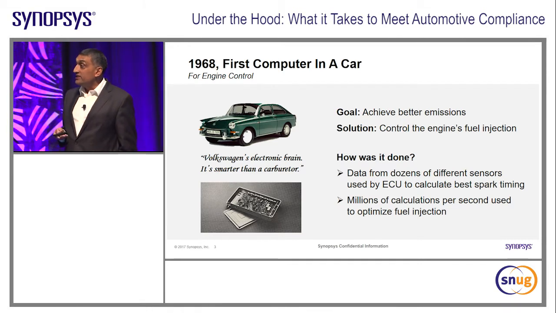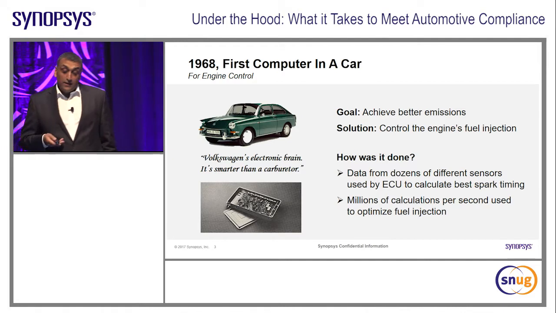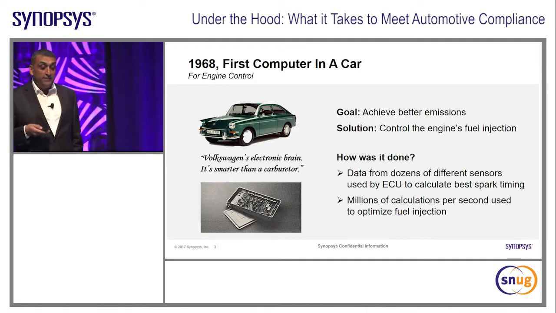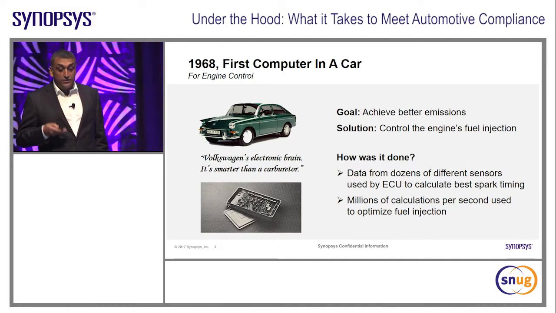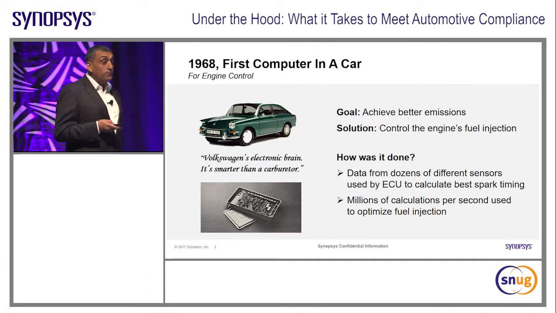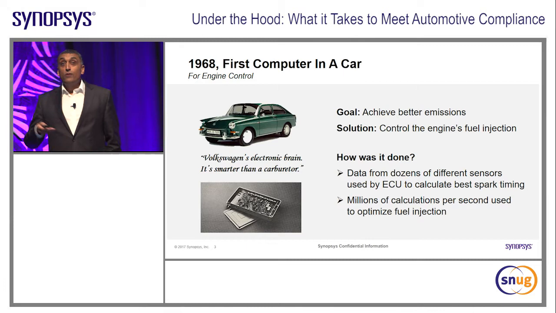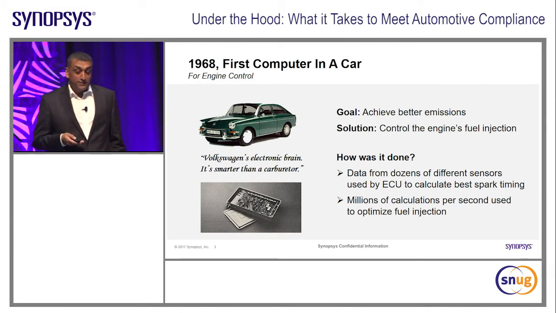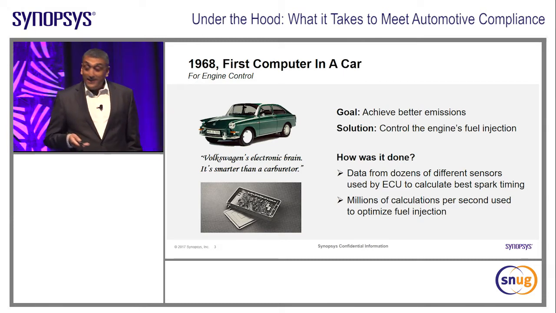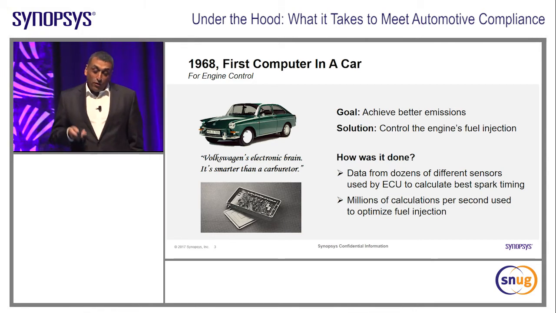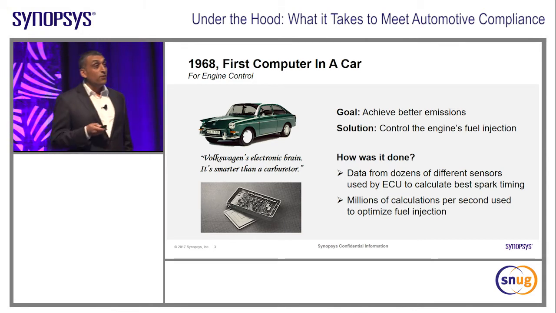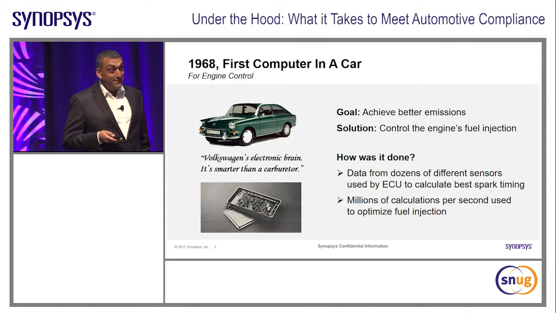This required a computer. We're talking about 1968, so 50 years ago. We're talking about a computer that needed to be able to do millions of calculations per second to optimize the fuel injection. And the way Volkswagen portrayed this in the market, in their adverts, was an electronic brain. Volkswagen's electronic brain, it's smarter than a carburetor, okay?